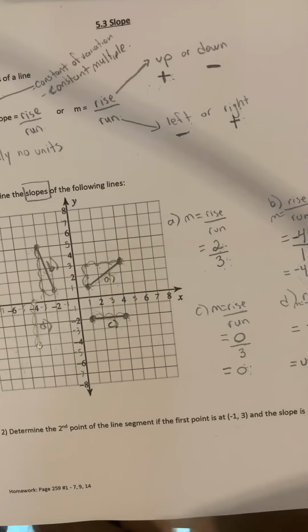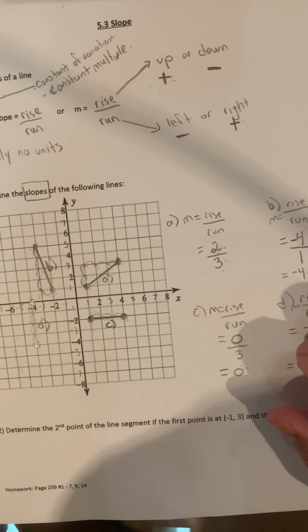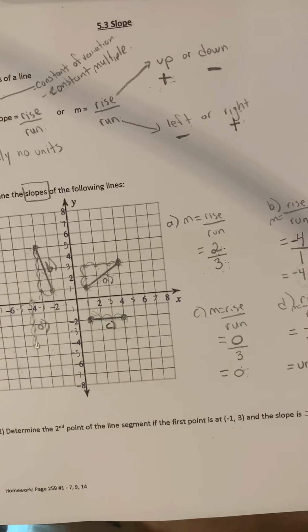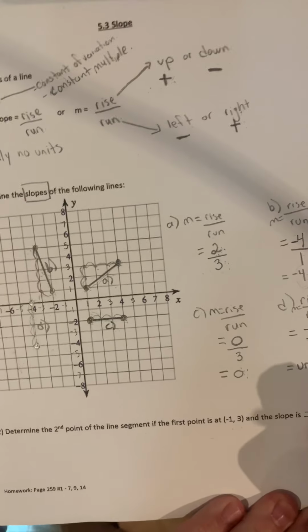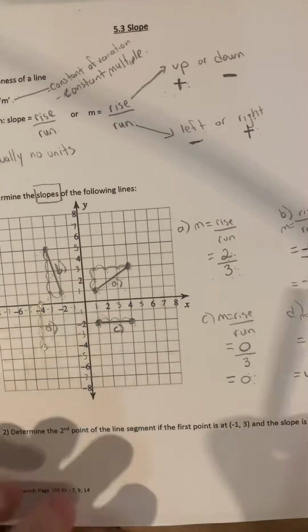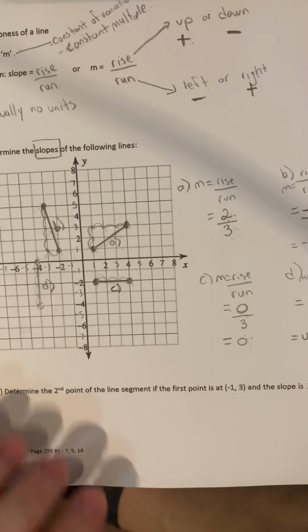Okay, so I'm going to grab a different color. Maybe I'll do some red. There we go. I'm going to show you two different methods for this one. One we're going to use a graph, so I'll show you.